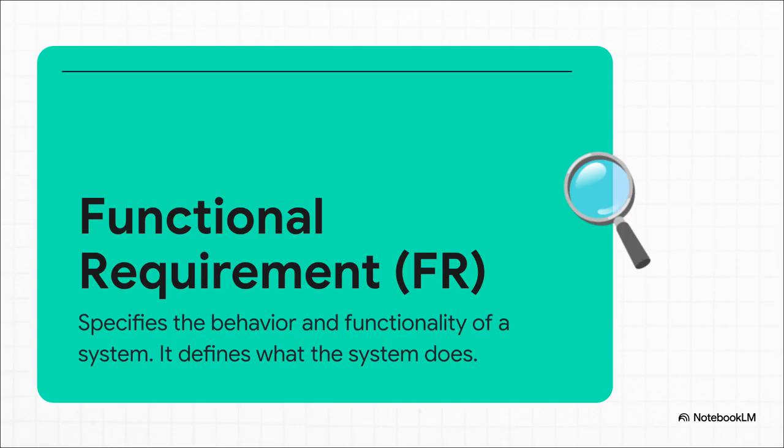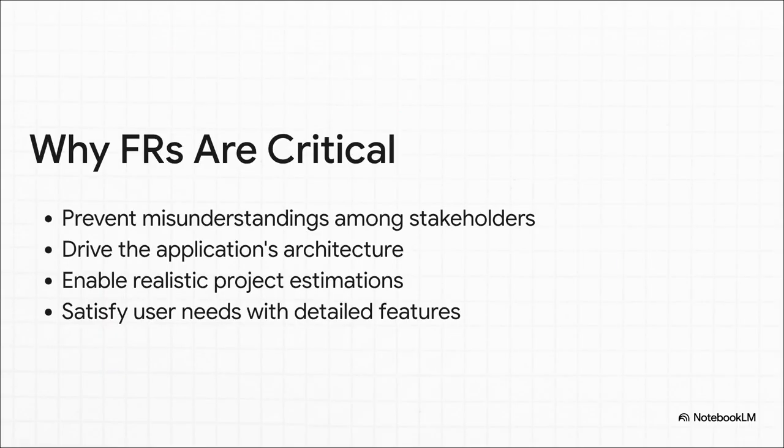For example, a good FR would be something like, when the user clicks Add to Cart, the system shall update the shopping cart icon with the new item count. It is all about the what. And let me tell you, getting this what right is everything. Clear FRs are like a contract. They make sure the business folks, the designers, and the coders are all building the exact same thing. They stop confusion in its tracks, they literally shape how the app is built, and they let you make realistic plans. Without them, you're just guessing, and that's a recipe for disaster.